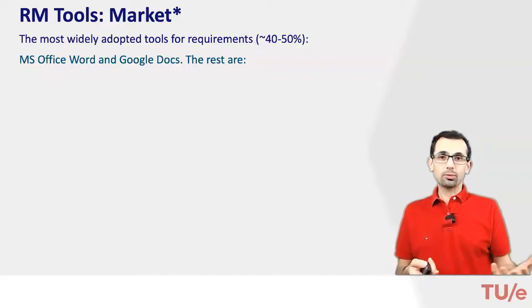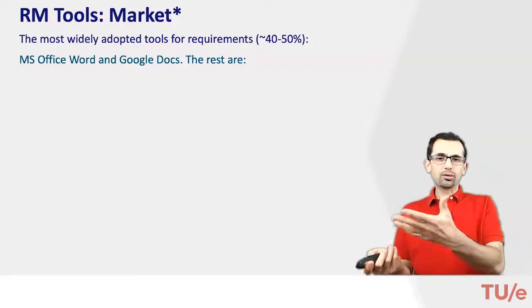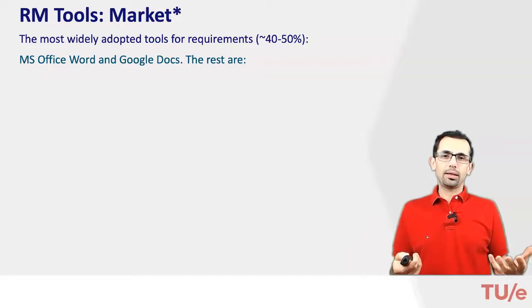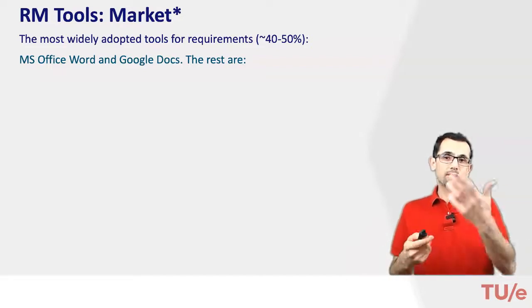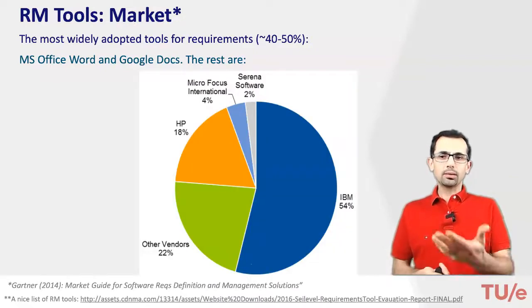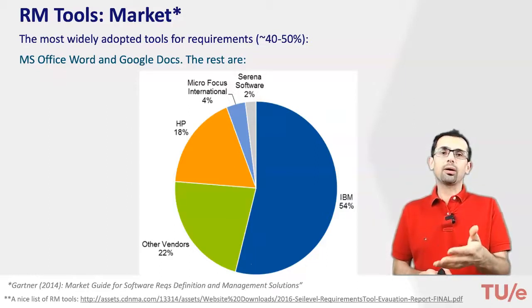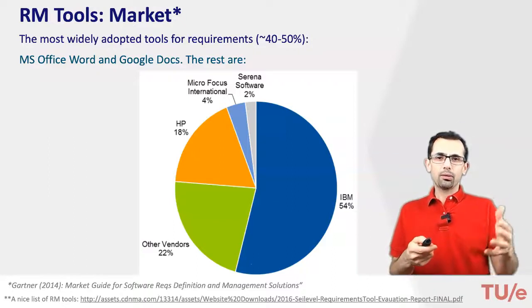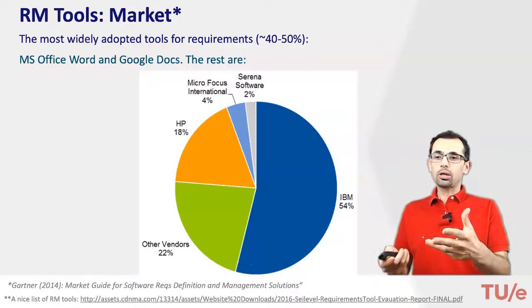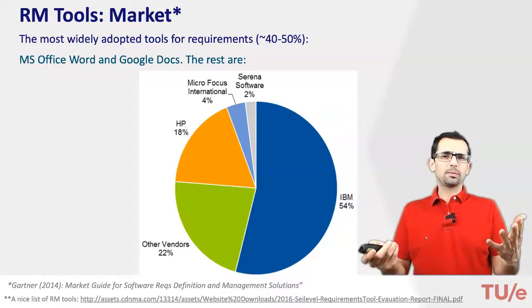Almost 50% of projects are using Microsoft Word or Google Docs word processing programs, and that's a very bad idea. Just use something free, open source. You have plenty. Anyway, what about the rest? You see that IBM DOORS is still the market leader among the remaining ones, followed by Serena Software, Micro Focus into HP, and other vendors.